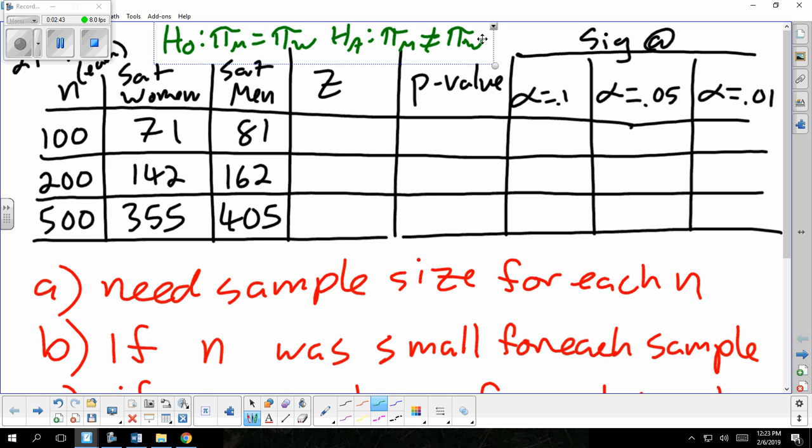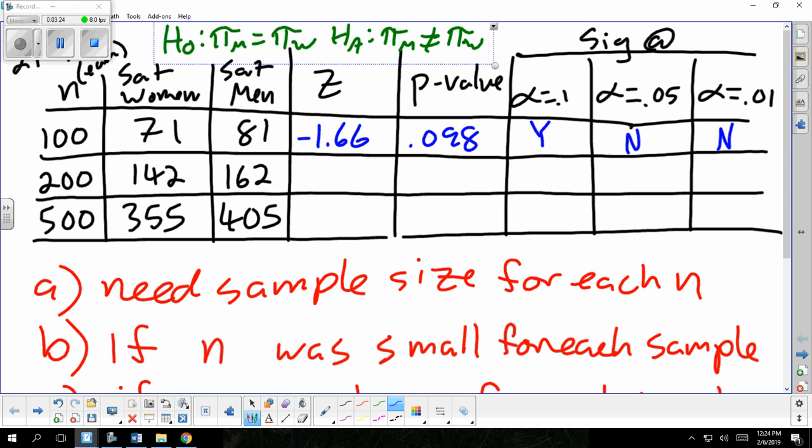Right? So in our calculator, using our two-prop z-test, what we're doing here is holding that 71% and 81% constant while increasing the sample size from 100 to 200 to 500 to see what the effect of sample size has on us being able to detect statistical significance. So for this one, I got z is negative 1.66, p-value of 0.098. We would find statistical significance at the 10%, but we would not at the 5% and the 1% significance level.